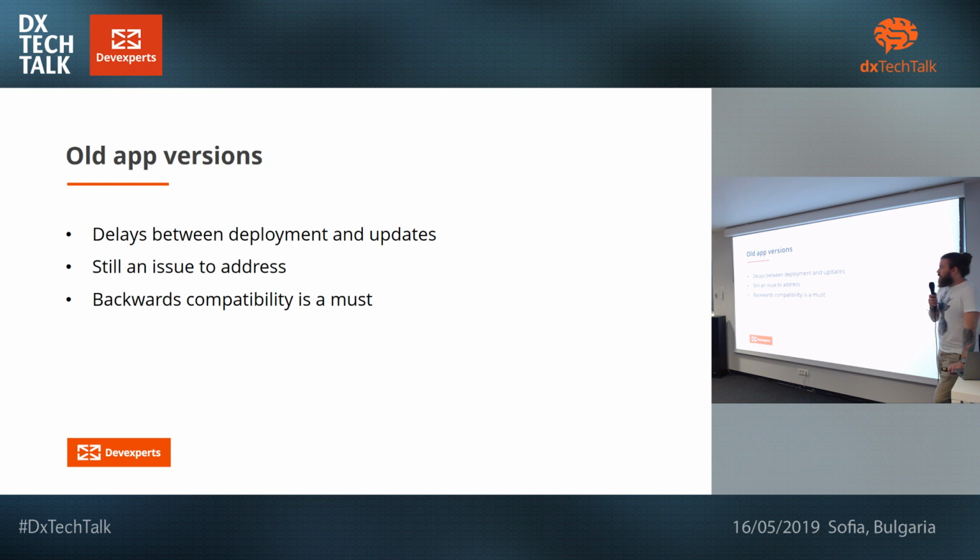more objective reasons, like delays between deployment of your new server and the actual application update of your customers, of your users. Even if you just submit the app to the App Store, there is a delay between it being submitted, then reviewed, and then available to the public. You don't want to force any updates on your users. You don't want to have these alert boxes saying, please update your app, because again, it ruins the user experience, and we don't want to do that. So backwards compatibility is a must.